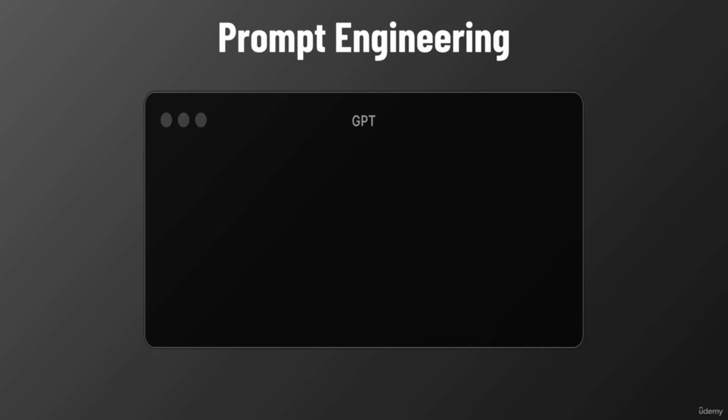The system prompt defines the model's role, its behavioral boundaries, and the kind of responses it's expected to give. The user prompt is the input from the end user, what they type into the chat.